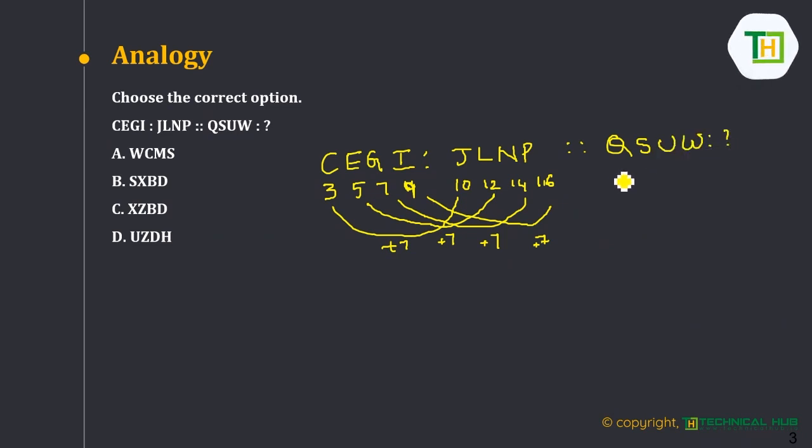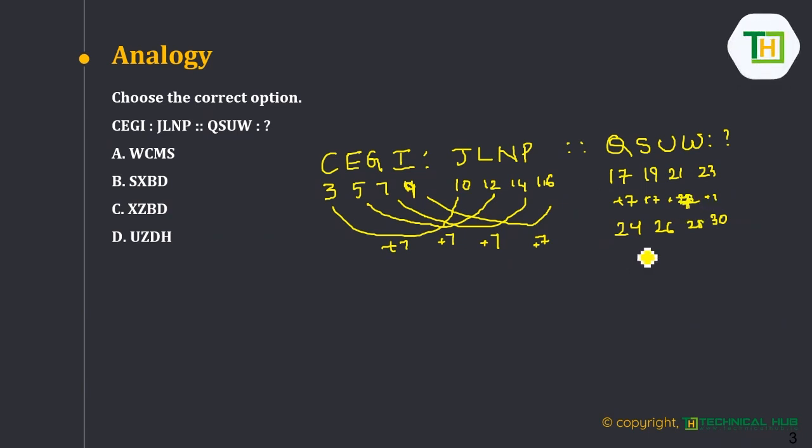So write down with respective numbers. Q is 17, S is 19, U is 21, W is 23. So adding plus 7, 17 plus 7 means 24, and 19 plus 7 means 26, and 21 plus 7 means 28. Okay, 28. And next one, 23 plus 7 means 30.